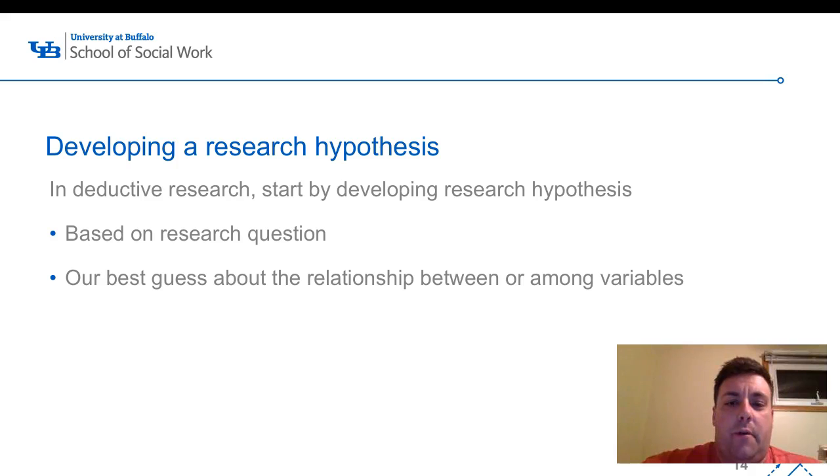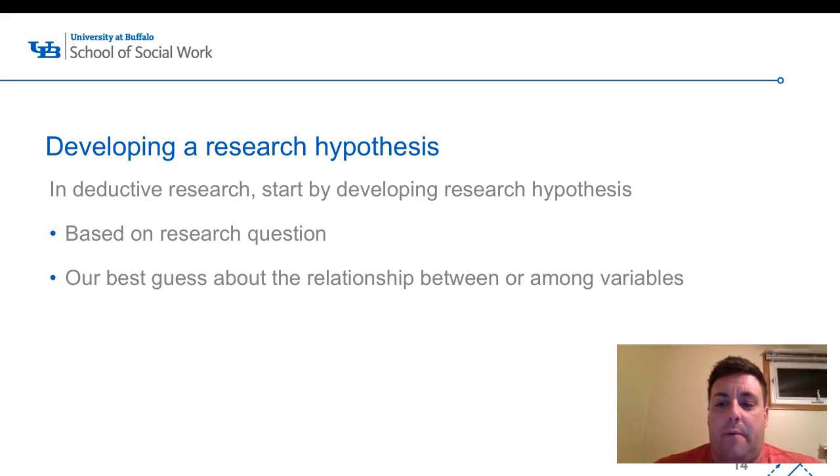One of the questions I wrote, what is the effect of school tardiness on academic performance? And a reasonable hunch about the relationship between those two variables, school tardiness and academic performance, would be that there's a negative relationship. So the more often a person is late to school, the lower we would expect their academic performance to be.